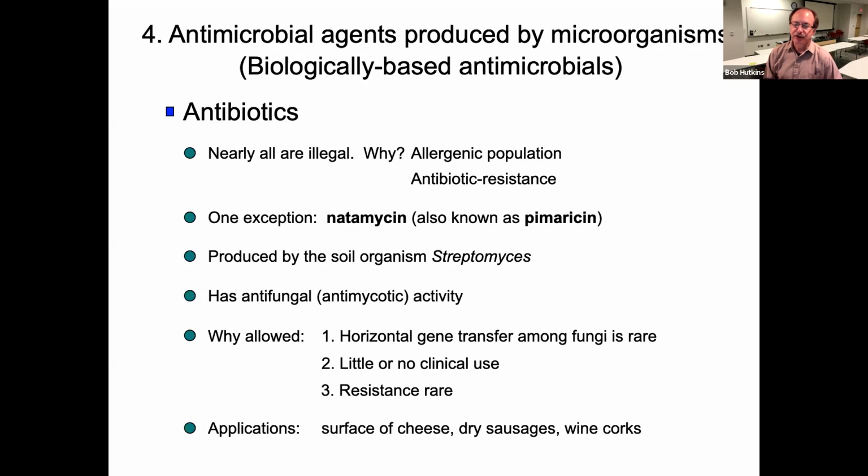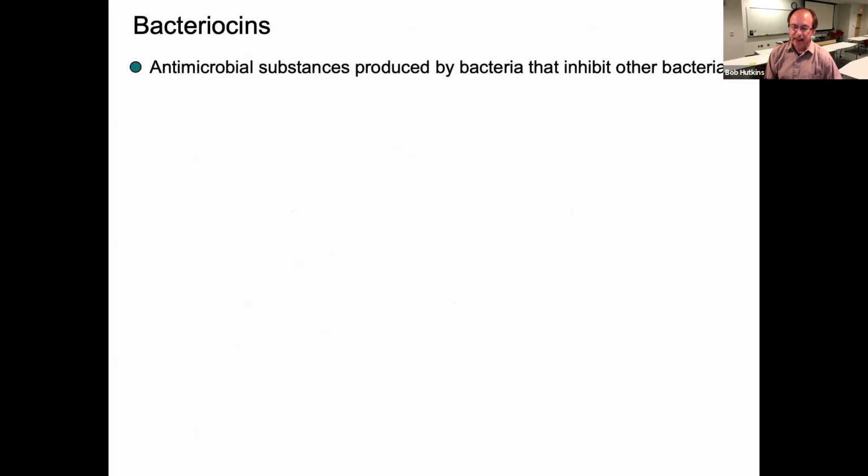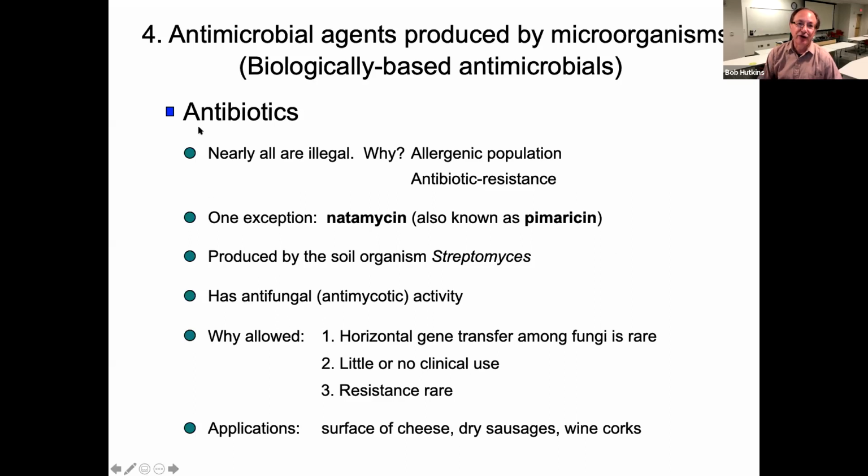It has just a few applications: surface of cheese, dry sausage, wine corks, perhaps a few others, but it's only when we're targeting the antimicrobial to the particular problem. So where there's a problem with mold, like surface of cheese and sausages, wine corks, that's where this agent gets used. Okay. The other category that we're going to spend several minutes talking about are bacteriocins. Okay, so these are not antibiotics. It's a whole different category, but they are biologically based antimicrobials.